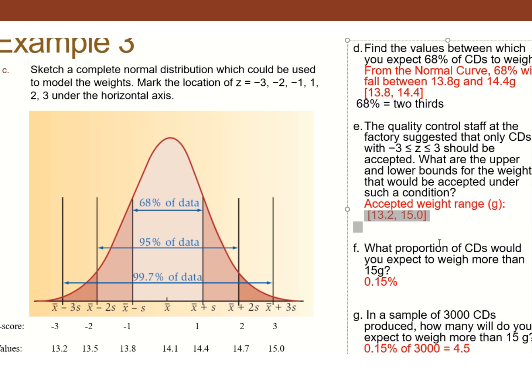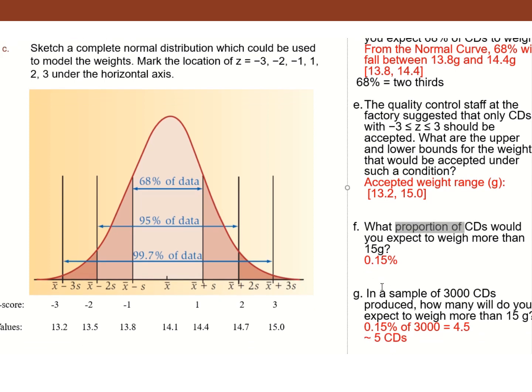When they ask you for proportion, they're actually asking you for percentage. So what proportion of CDs would you expect to weigh more than 15 grams? So this is 15 grams and more. How many percent is this? 0.15%. So in a sample of 3,000 CDs, how many would that be? Don't forget, you have to take 0.15%, which is 0.15 over 100 times 3,000, and you will get 4.5. You can't have 4.5 CDs. You round off to the nearest whole number. Following normal rounding rules, it will be 5 CDs.